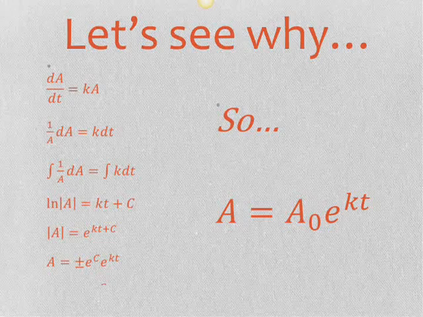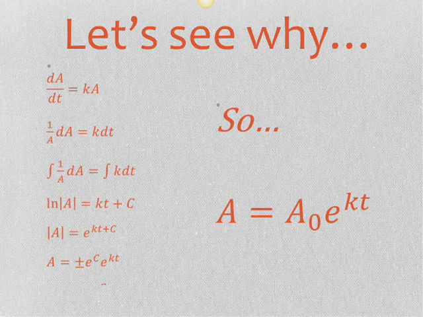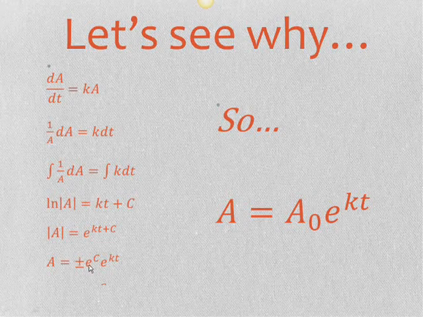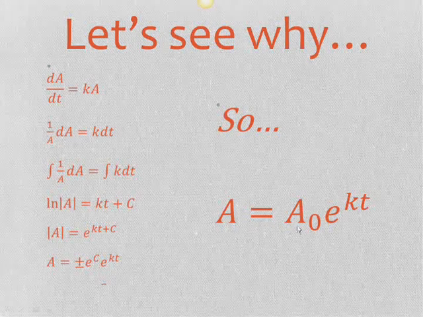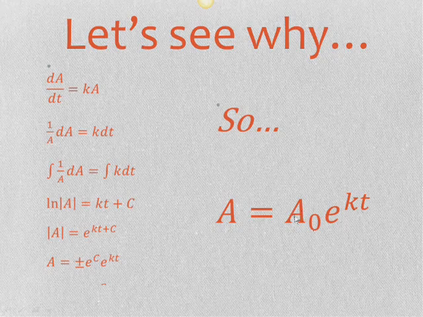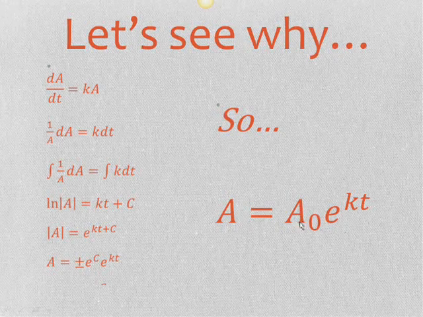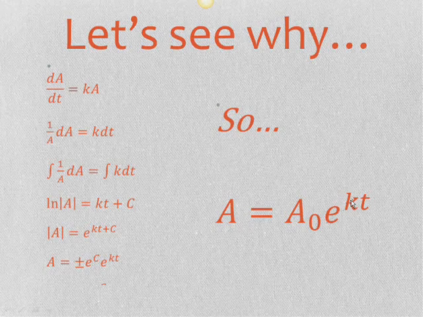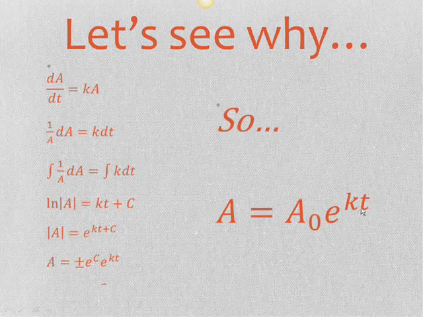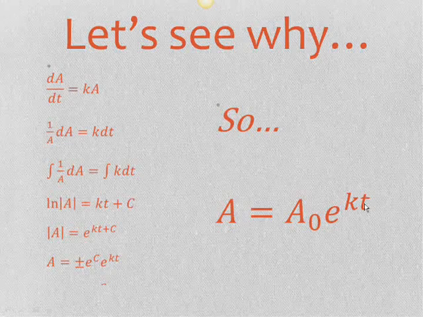So when we get to the end, and we've said that the plus or minus e to the C is now A sub 0, we have A is equal to A sub 0 e to the kt, and that is PERT: the amount that you put in the bank, e to the rate that it was put in there at, for however many years that you have it in there.